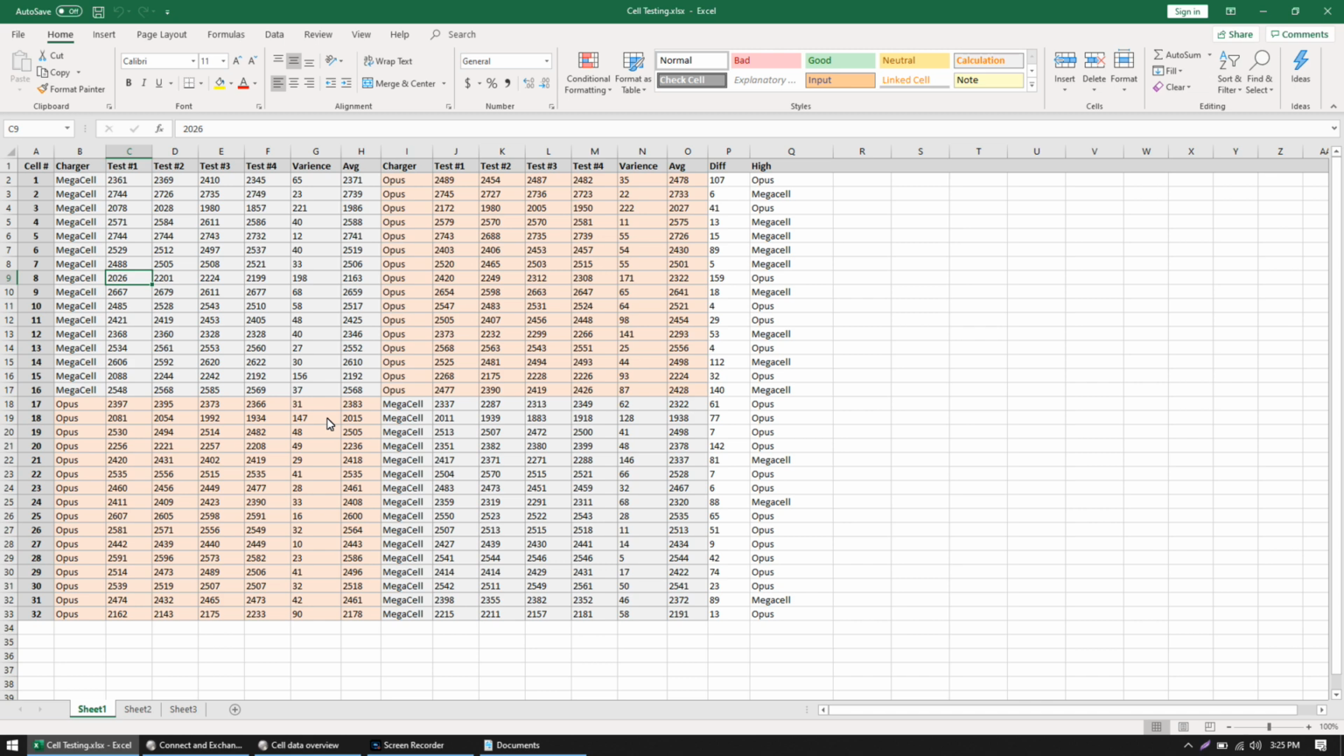And the Opus has the same behavior, so cell 18 here was a 2081 milliamp hour cell, and it had a variance of 147 milliamp hours. So that cell actually degraded in each test. It started at 2081 and it went down to 1934.